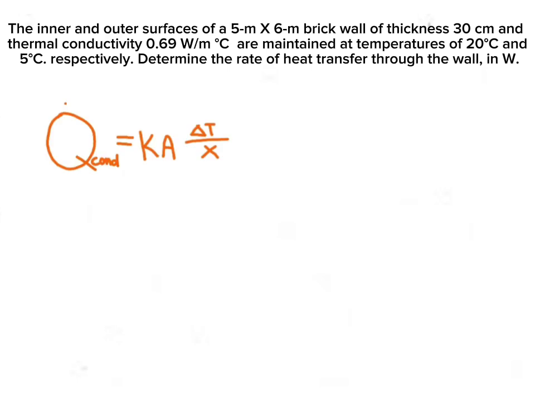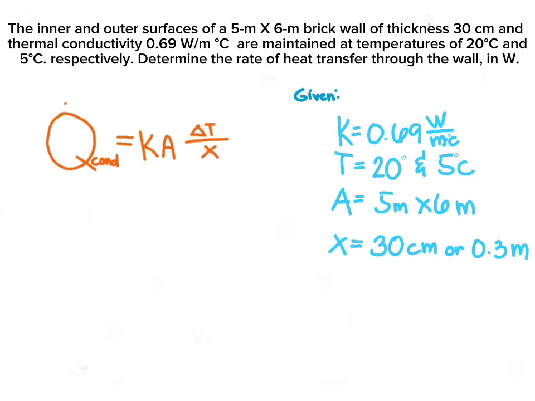So this is the formula that we're going to use to determine the rate of heat transfer. The rate of heat conduction equals the thermal conductivity multiplied by the area times the temperature difference over the thickness of the wall. So this is our given: the thermal conductivity is equal to 0.69 watts per meter Celsius. Our temperatures are 20 degrees Celsius and 5 degrees Celsius, and our area is 5 meters by 6 meters. The thickness of the brick wall is 30 cm. Convert it into meters, so we have 0.3 meter.